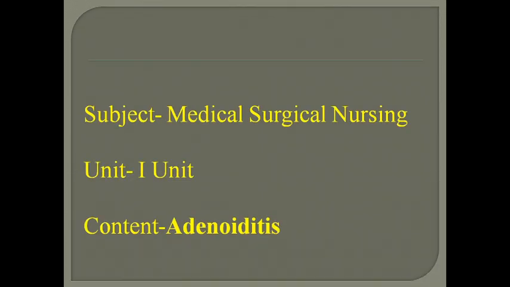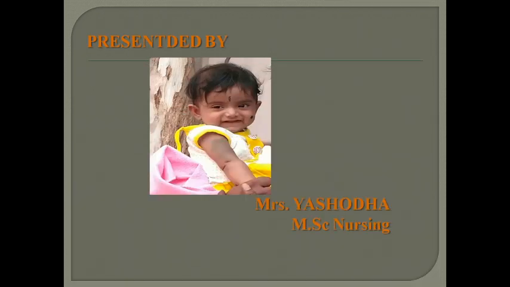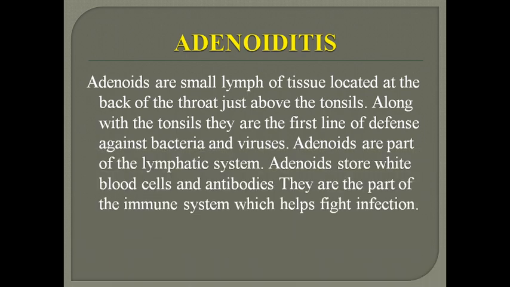Now we are going to see the adenoiditis topic in the first unit of medical surgical nursing. Adenoids. What do you mean by adenoids? Adenoids are the small lymphatic tissues located at the back of the throat just above the tonsils.